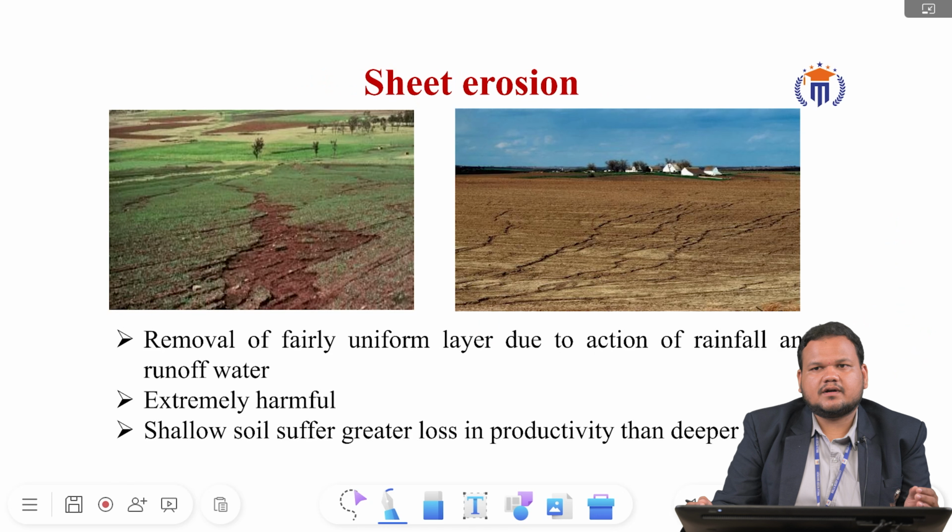Next, coming to sheet erosion. Sheet erosion is nothing but the uniform removal of the soil layer, which is unnoticed by the farmers. And this is extremely harmful, as our available nutrients, the essential elements, are concentrated mostly on the top layer of the soil. These nutrients can be easily removed, and this is extremely harmful and also unnoticed by the farmers.